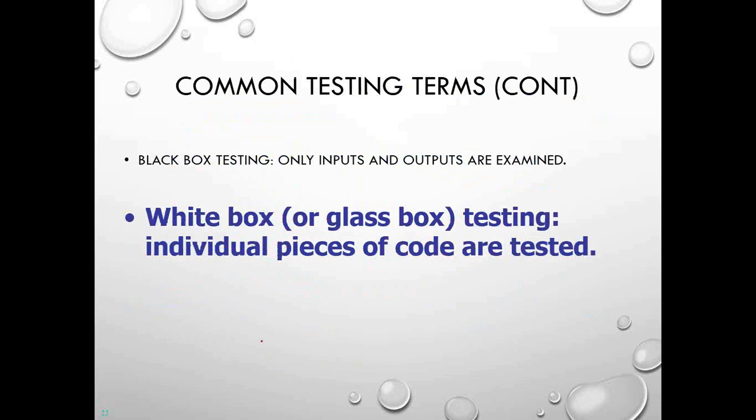Common testing terms. What are the things we need to understand? There is something called black box testing and white box testing. What exactly is it? Black box testing. As part of black box testing, only the input and the outputs are examined. What exactly does it mean? It means it's a black box testing. That means, think about it. If you need to go from point A to point B, you are just going to test whether you are able to go from point A to point B or not. That's what you are going to validate as part of the testing.